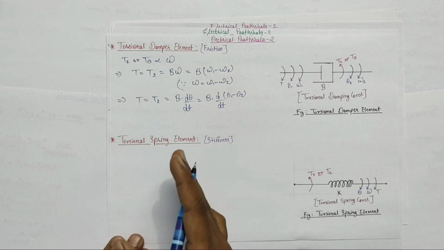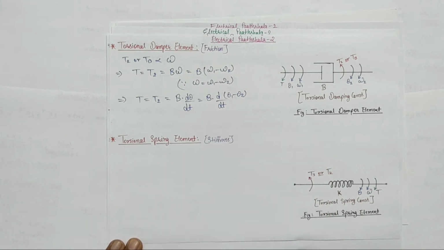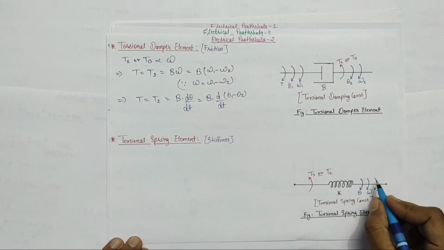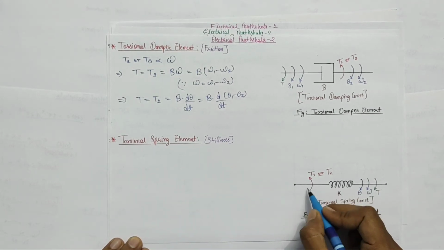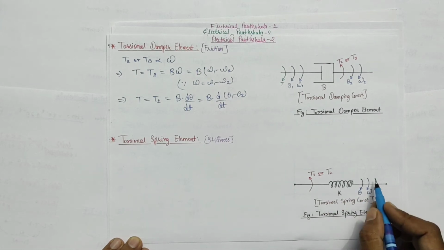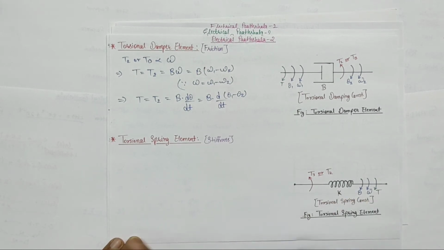So our third element is torsional spring element, which shows the stiffness of a body. So what happens when an external torque T is applied on a body, then due to the stiffness of that body, there will be a resisting torque T3 or Tk which will act in the opposite direction of this externally applied torque and try to oppose the rotation of the body. A torsional spring element is used to show the stiffness of the body, as we can see here in this diagram.